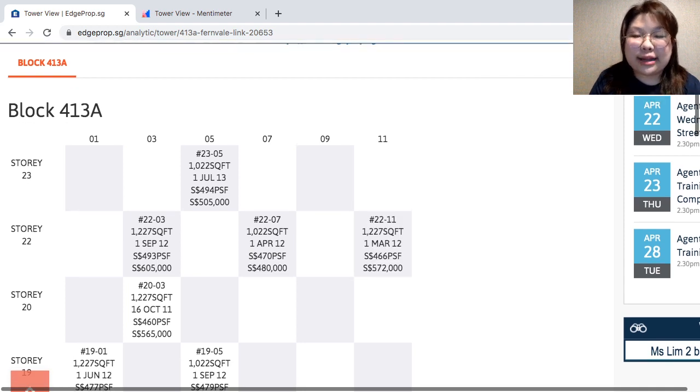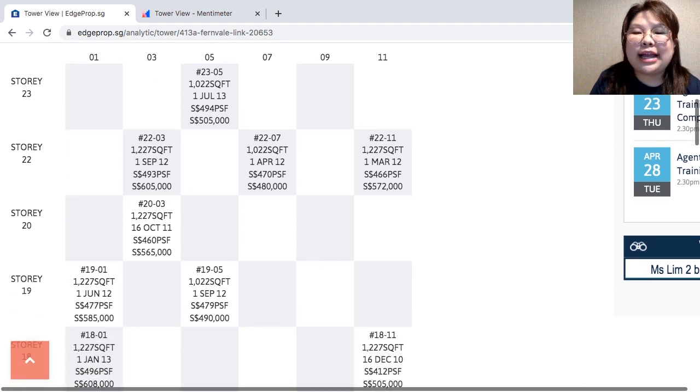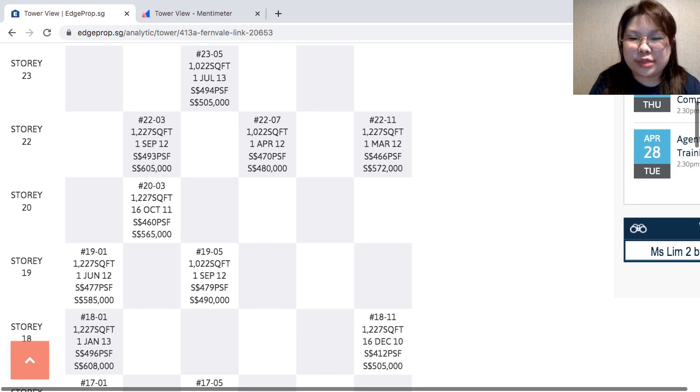Okay, so like I mentioned earlier, this block was TOP in 2002. So what you can understand from this is that all these grids that are empty, these are likely your BTO units whereby the owners bought it directly from HDB and they were never transacted in the resale market.